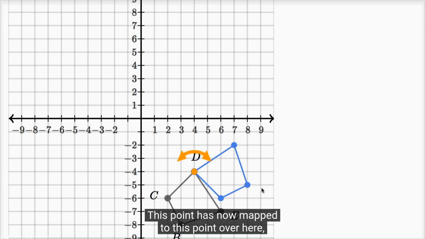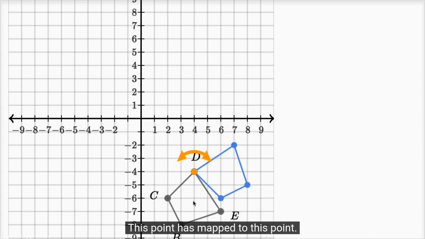This point has now mapped to this point over here. And I'm just picking the vertices because those are a little bit easier to think about. This point has mapped to this point. The point of rotation, actually, since D is the point of rotation, that one has not shifted.